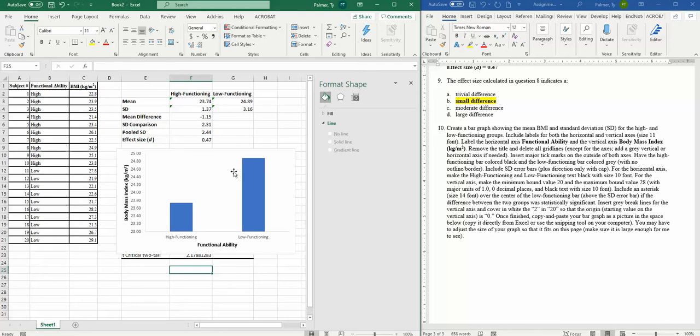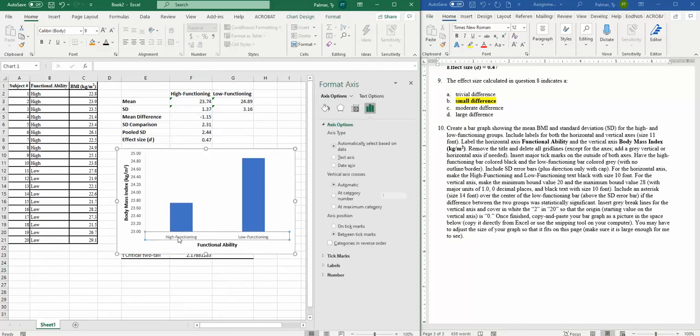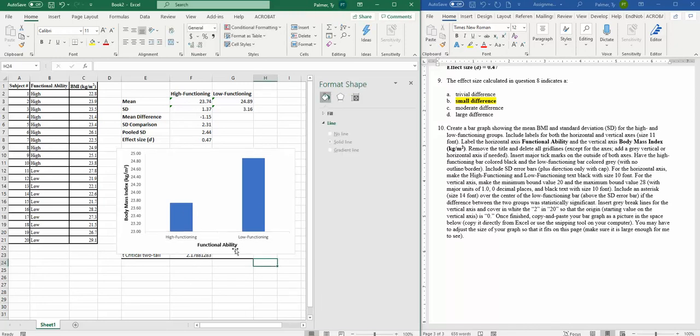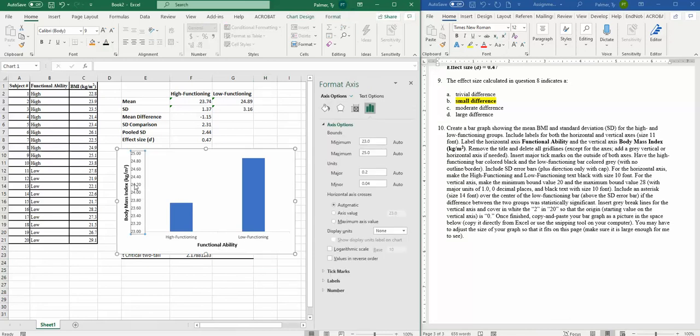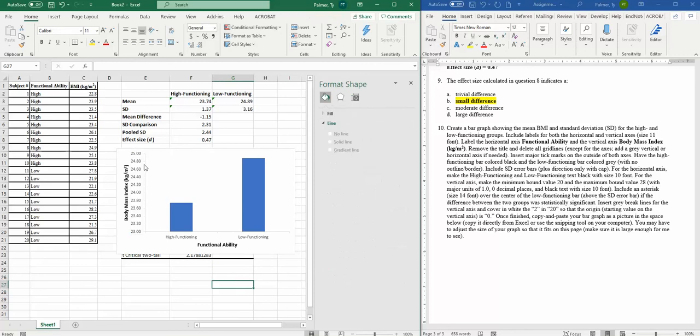All right, cool. Insert major tick marks on the outside of both axes. Remember from earlier videos, we've done this before. Let's do the horizontal first. Highlight the horizontal, right click, Format Axis, Axis Options, Tick Marks, go to Major Type, go to Outside. That adds the tick mark right here. Same thing for the vertical: highlight, right click, Format Axis, Axis Options, Tick Marks, Major Type, Outside. And that adds those tick marks there for each value. That looks good.